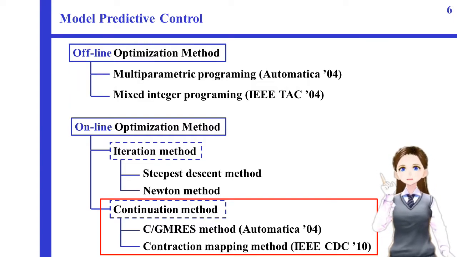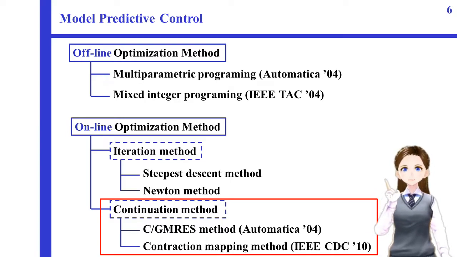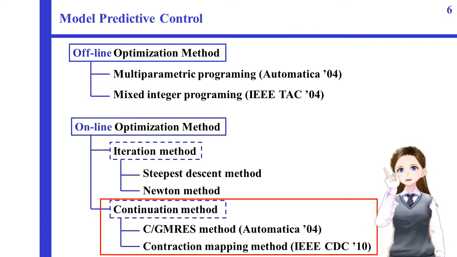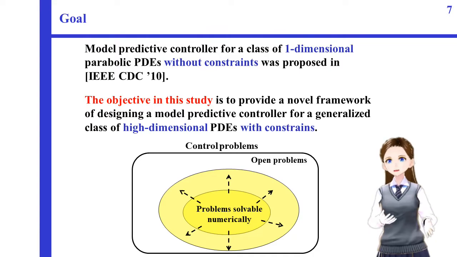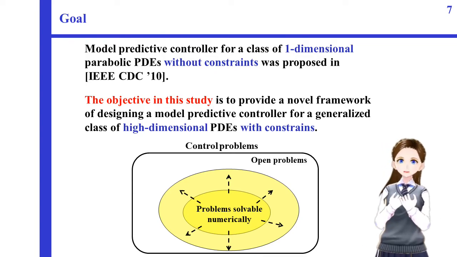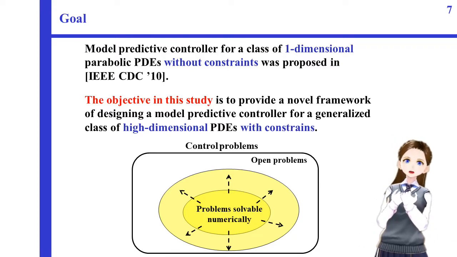Also note that these papers have already shown that these continuation methods are much faster than these iteration methods in spite of getting enough high precision. Therefore, in this study, we would like to apply the continuation method to solve the receding horizon control problem of spatiotemporal dynamic systems. In fact, we have already proposed a framework of designing a model predictive controller for a class of one-dimensional parabolic partial differential equations without constraints. So, the objective in this study is to provide a framework of designing a model predictive controller for a generalized class of high-dimensional partial differential equations with constraints.